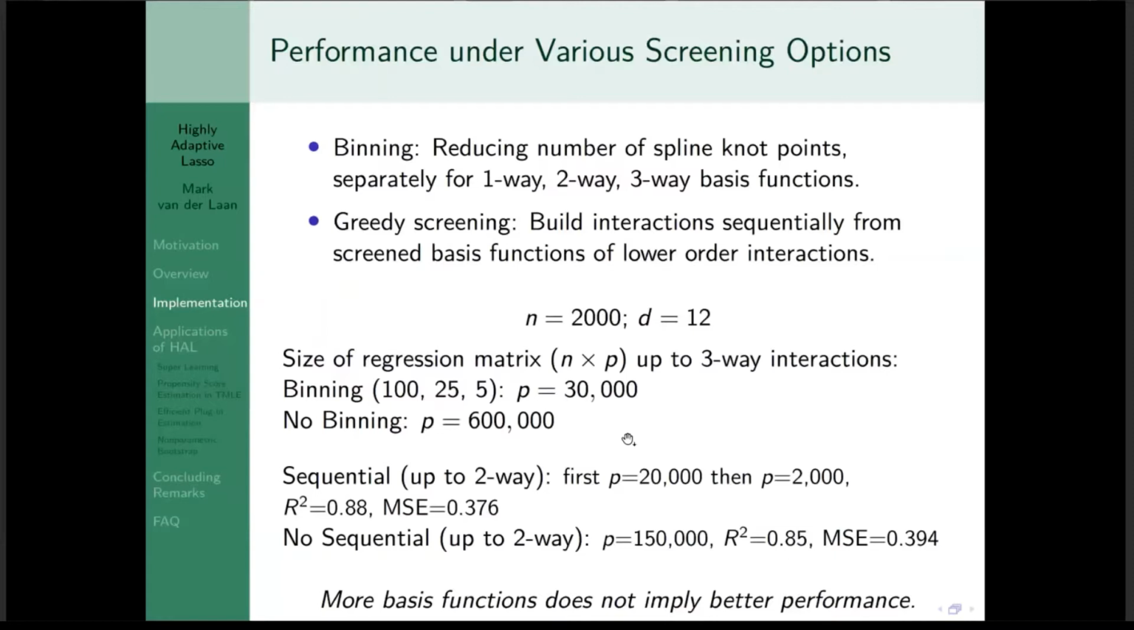And so here's an example of a data set where we run the sequential screening, and here the no sequential screening, where you just go full blown with all basis functions. And what you see here is that these screening methods are not necessarily making it worse. In fact, many times they make it better. So they're computationally faster, but also actually often in practice have better statistical performance.